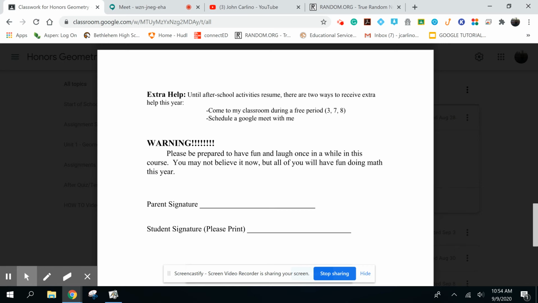All right, last thing, there's a parent signature and a student signature. Please don't worry about that. Okay? Usually in the past, I'd have paper copies and everyone would go home and show everybody at home and they'd sign it. Not this year. Okay, don't worry about it at all. You guys see it. Hopefully you show somebody at home too. If not, okay.